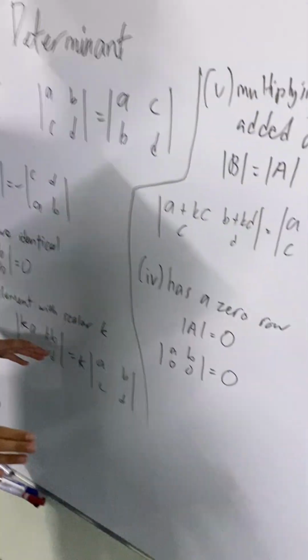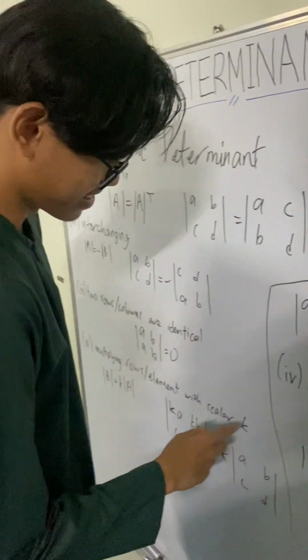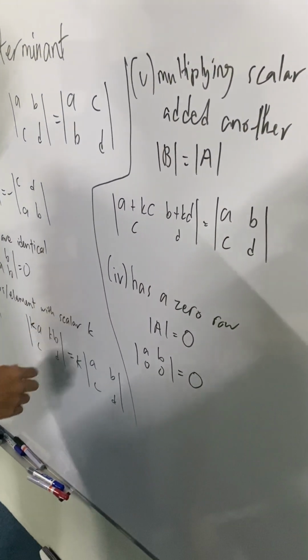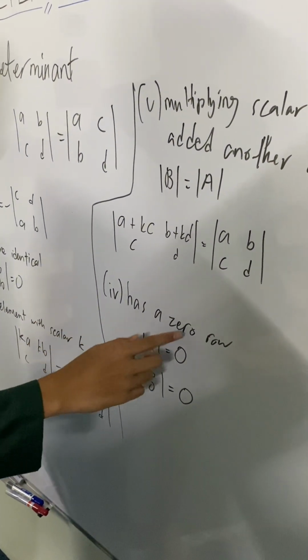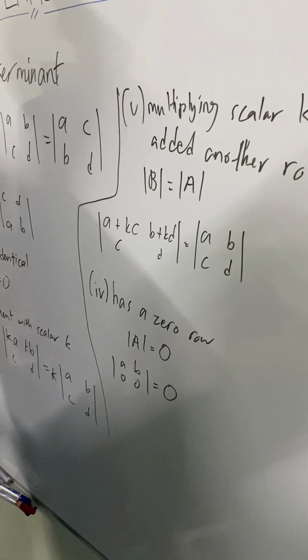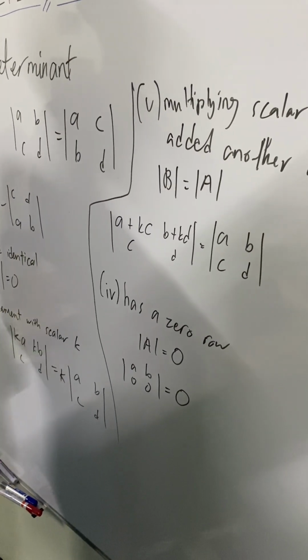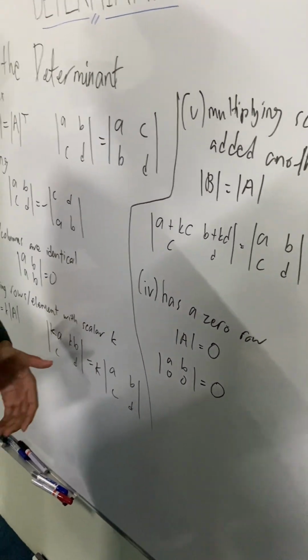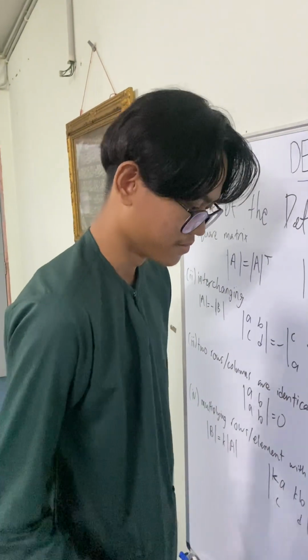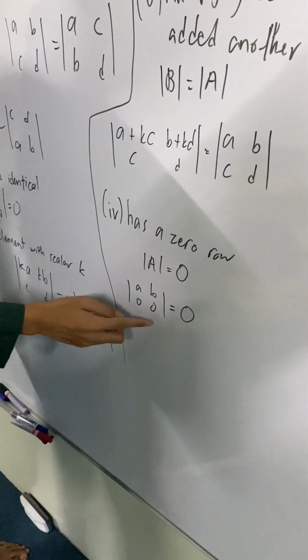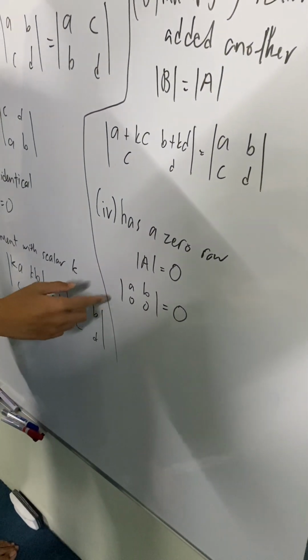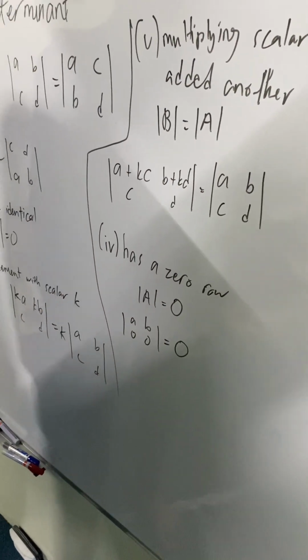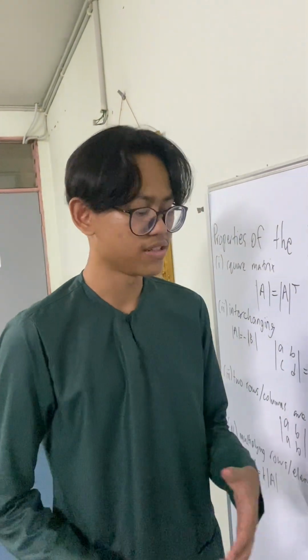Okay, nothing hard. Okay, six. When a matrix has a 0 row, it's not just in a row, it also could be in a column. Okay, so A times 0 minus 0 times B. So 0 minus 0 is 0.